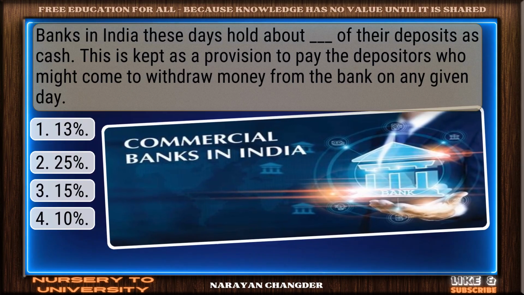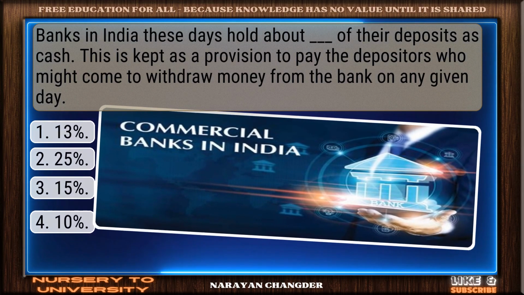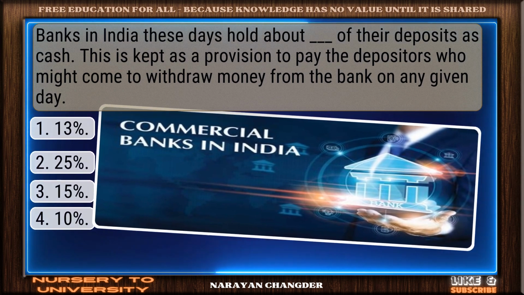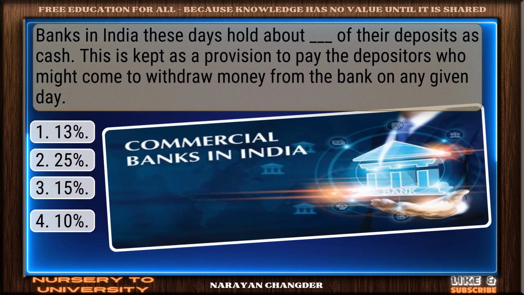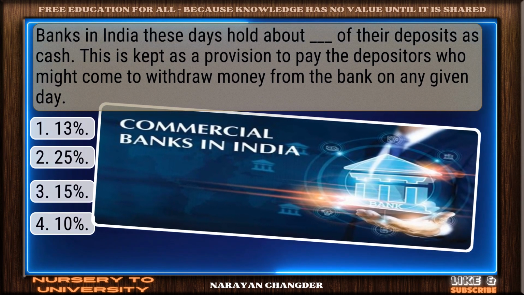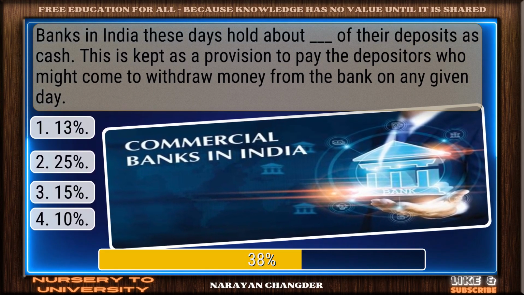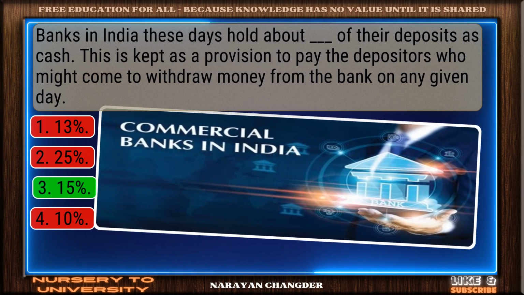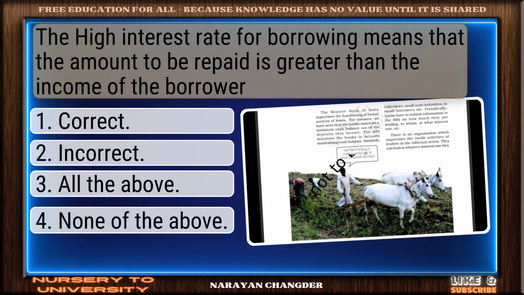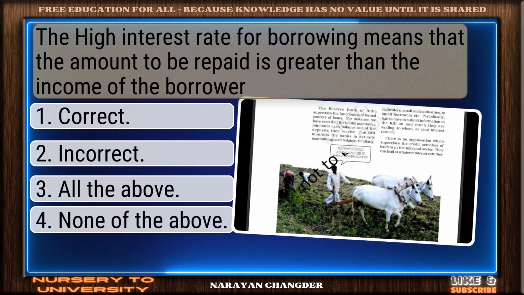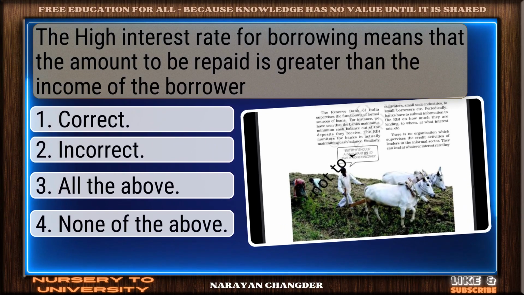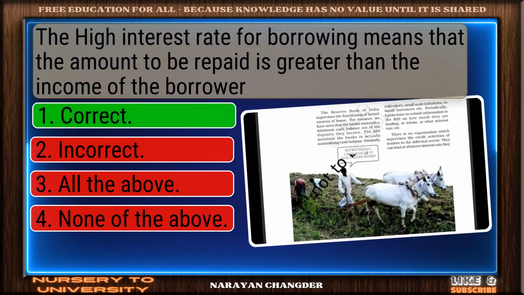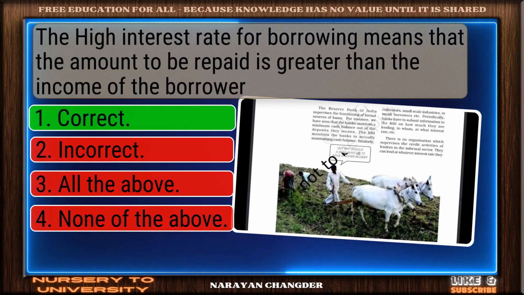Banks in India these days hold about dash of their deposits as cash. This is kept as a provision to pay the depositors who might come to withdraw money from the bank on any given day. You got it. 15% fits. The high interest rate for borrowing means that the amount to be repaid is greater than the income of the borrower. Right choice. Correct is best.